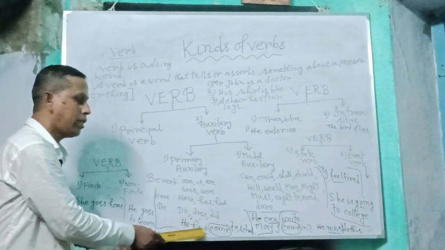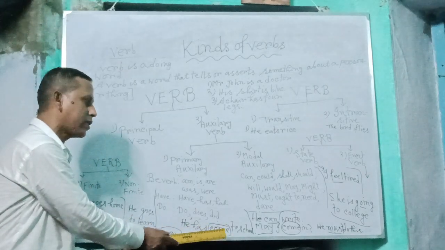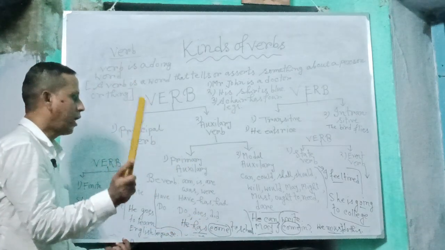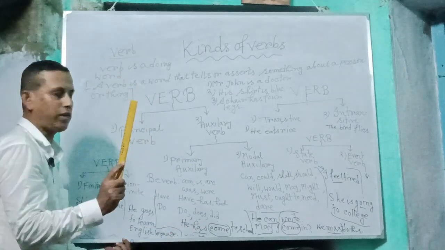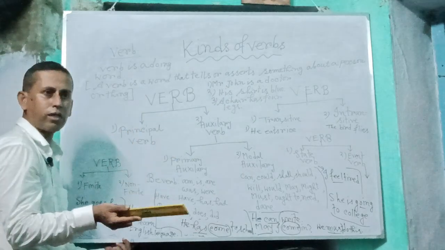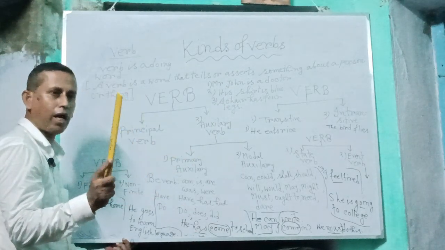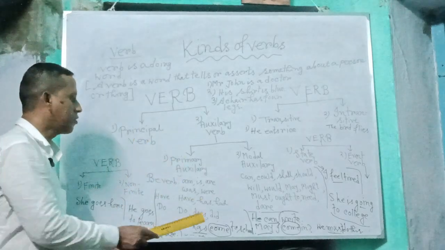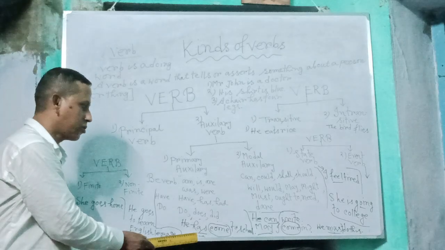So in he has come, two verbs exist. Sometimes have is the only one verb, and at that moment it is the only finite verb: I have a car, I have a book. There is no main verb. So you should not be confused about have or has.